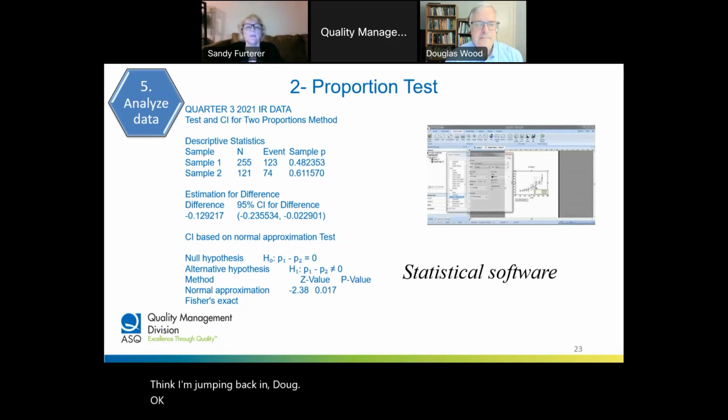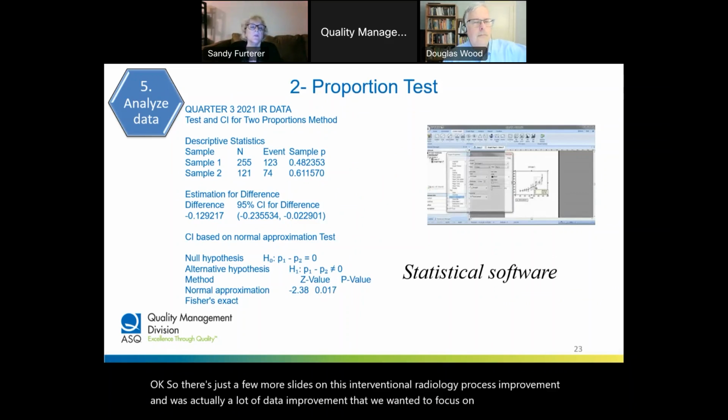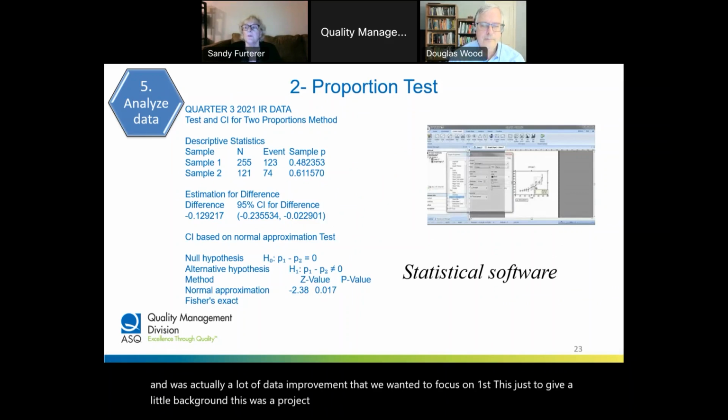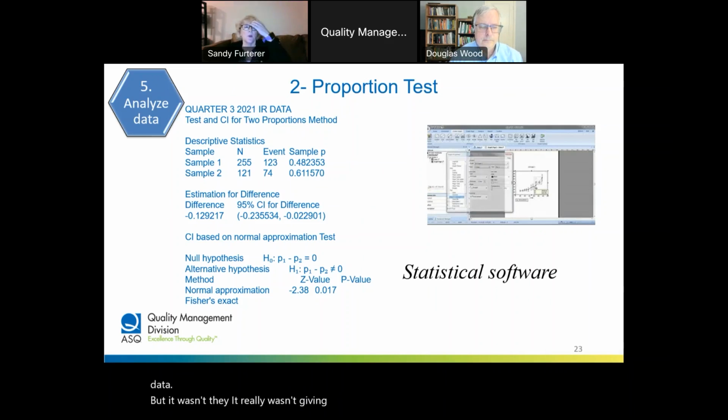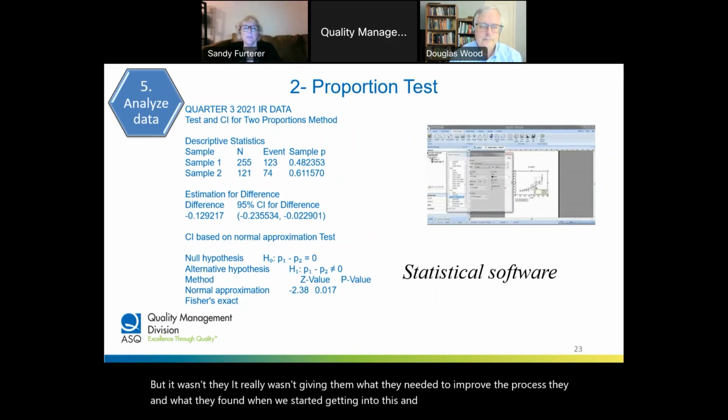Yeah, so there's just a few more slides on this interventional radiology process improvement. Just to give a little background, this was a project that really came from the radiologists, the physicians who were working in the interventional radiology. And they were uncomfortable with the data, that it really wasn't giving them what they needed to improve the process. This was led by the physician and the nurse manager, and then we had other specialists and nurses within the department that were working on this. So they really understood that process.